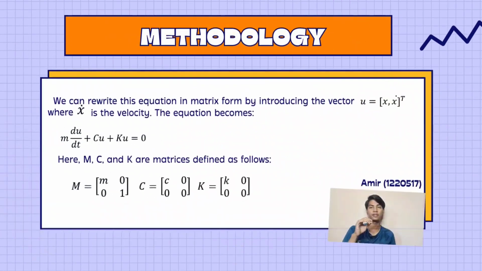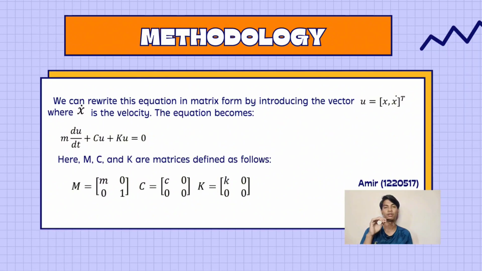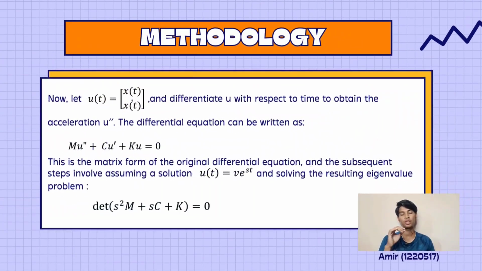We can rewrite this equation in matrix form by introducing the vector u equal to [x, x dot] transpose, where x dot is the velocity. The equation will become M du/dt + Cu + Ku = 0. Here, M, C, and K are matrices defined as follows. M is equal to [[m, 0], [0, 1]], C is equal to [[c, 0], [0, 0]], and finally K is equal to [[k, 0], [0, 0]]. After we transpose the matrix u, it will become like this.